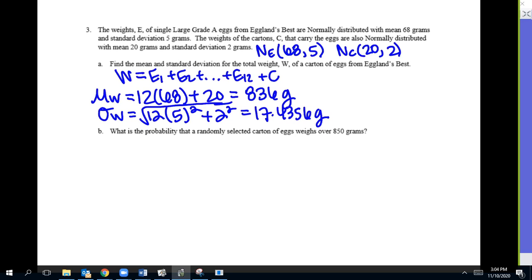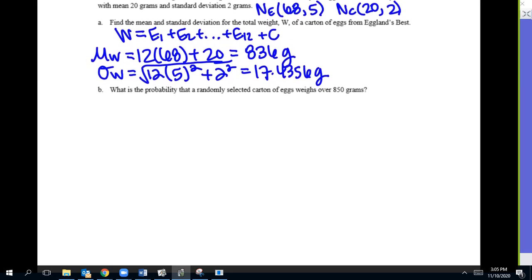Now that is not equal to 12 times 5 plus 2. So do not do that. You have to think about the variances. So we're adding 5 squared 12 times and then adding in the 2 squared because we're combining 12 eggs plus the carton. So we have to use the rules for addition or sum, the sum rules.